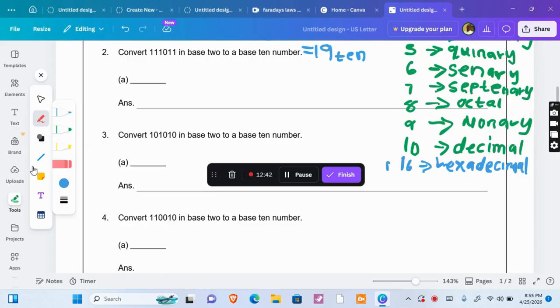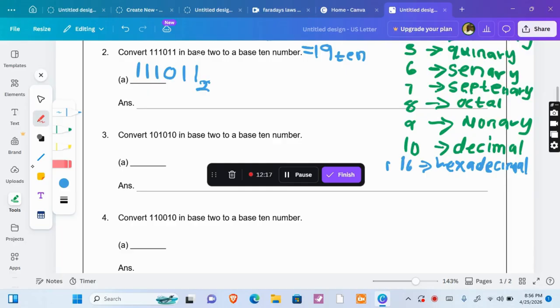Here, this is the number, 111011. We are following the same process. 1 1 1 0 1 1. We want to convert it from base 2 to base 10. First, let's put our base there.